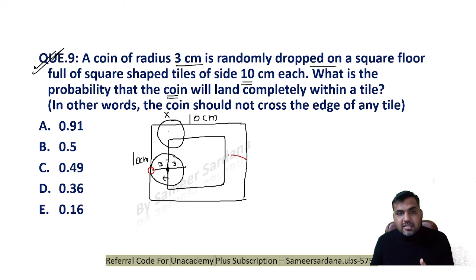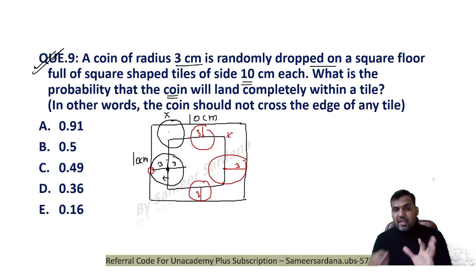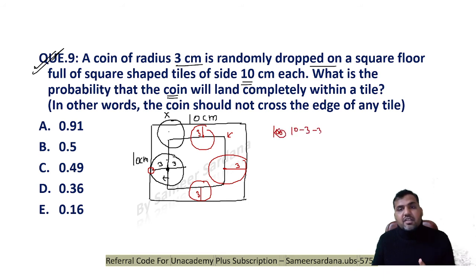Similarly on the right hand side also, the center of the coin needs to have a distance of 3 from this. Similarly the coin needs to have a distance of 3 from this side also, and from this side also. So see that the square that I'm making inside, this length should be equal to 10 minus 3 from the left side, minus 3 from the right hand side. This length has to be 4 and the width also needs to be 4.